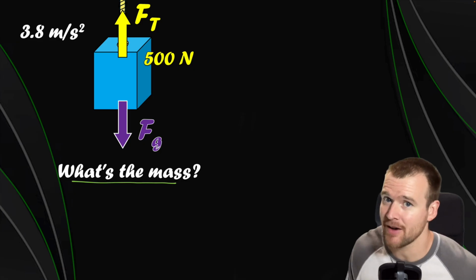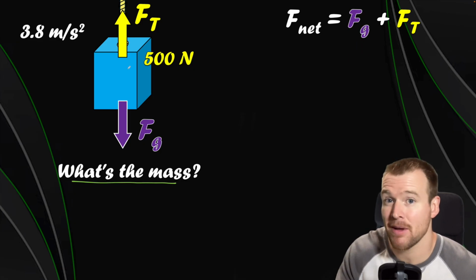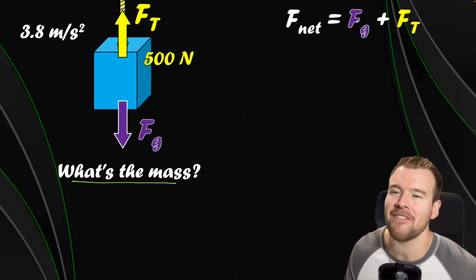Okay, so it seems like kind of a complex problem. We've done our first step of the free body diagram. The next step, F net's the sum of the forces, and we got a formula up here. F net is equal to Fg plus Ft.